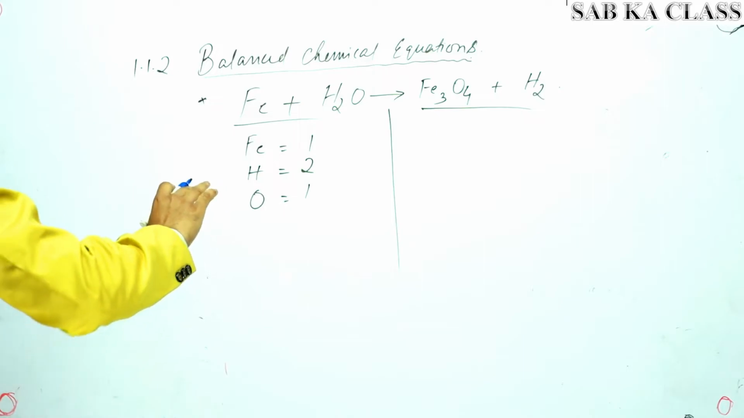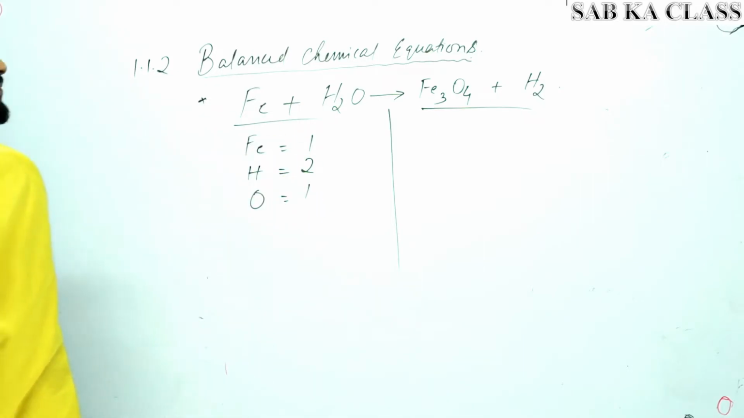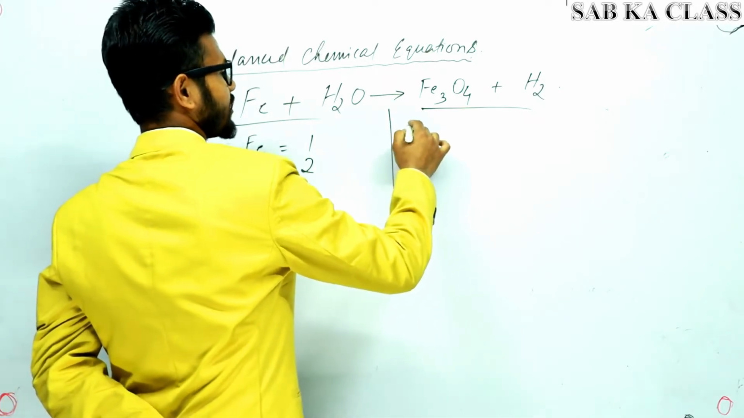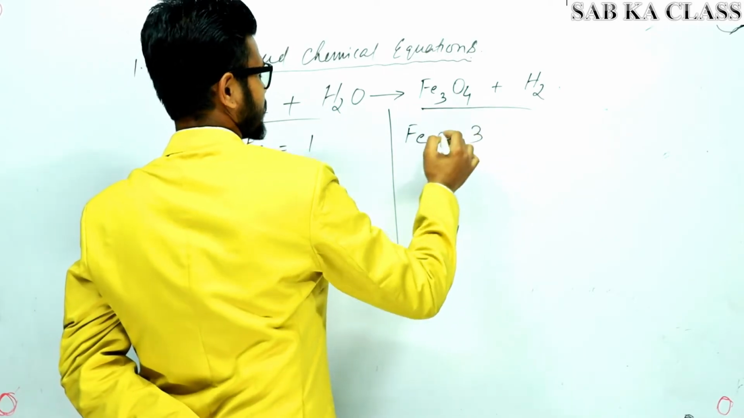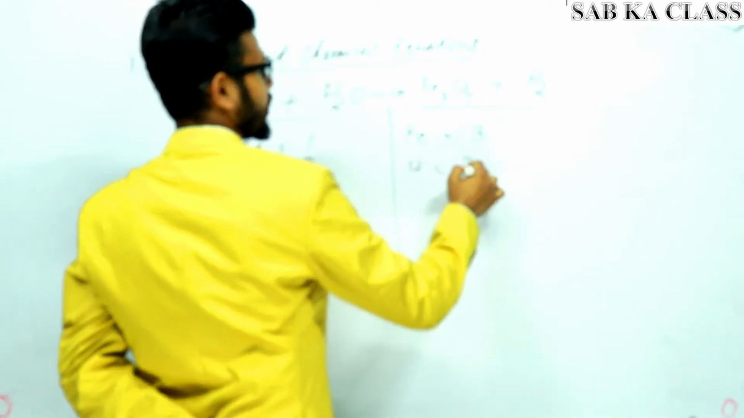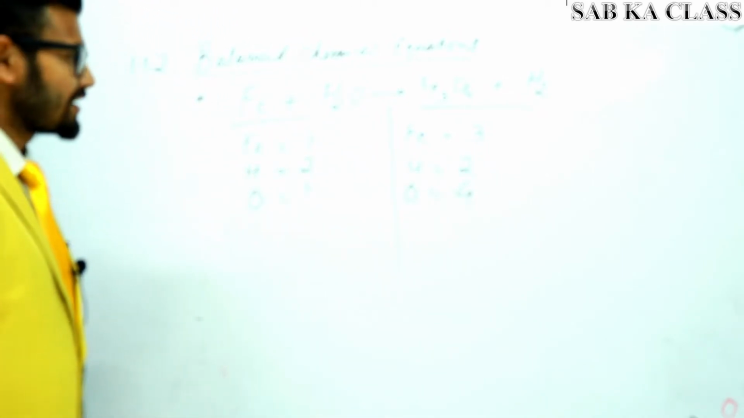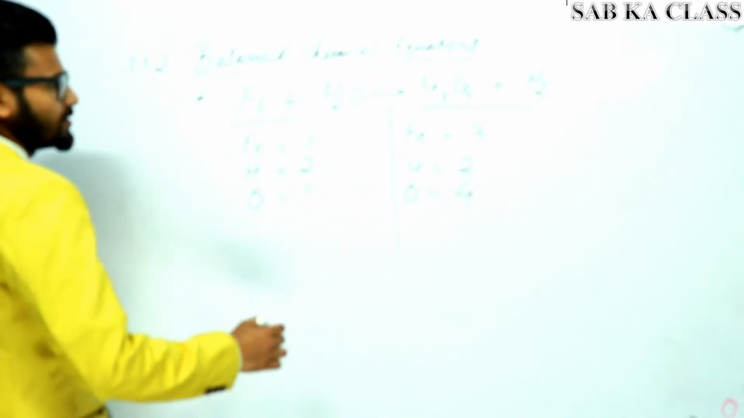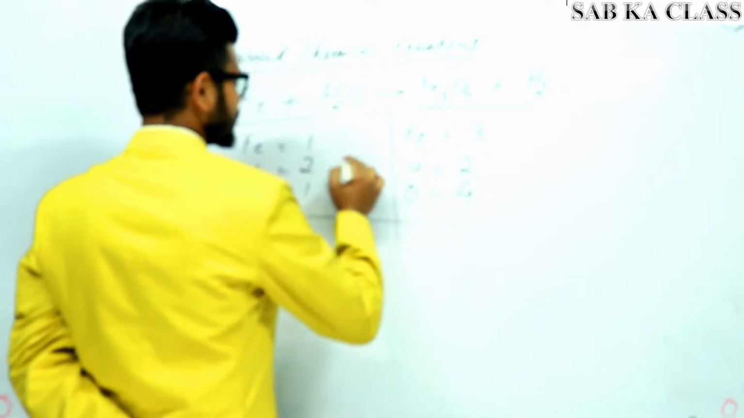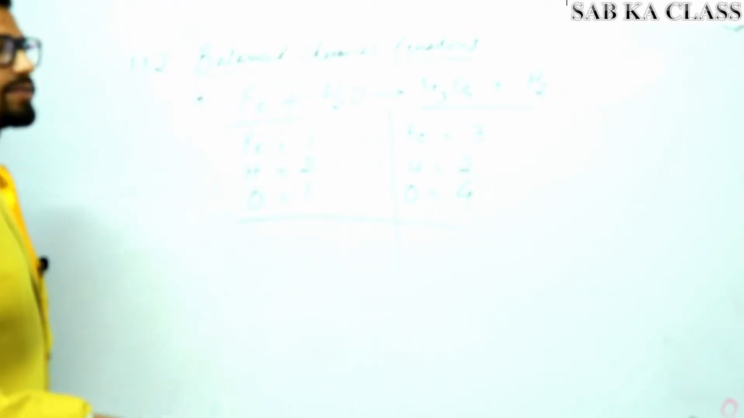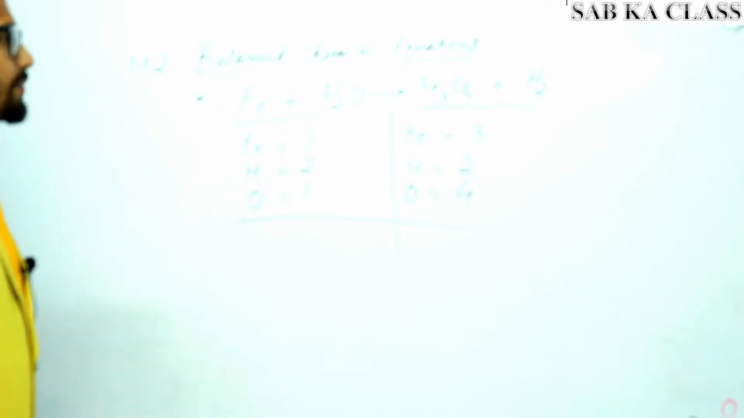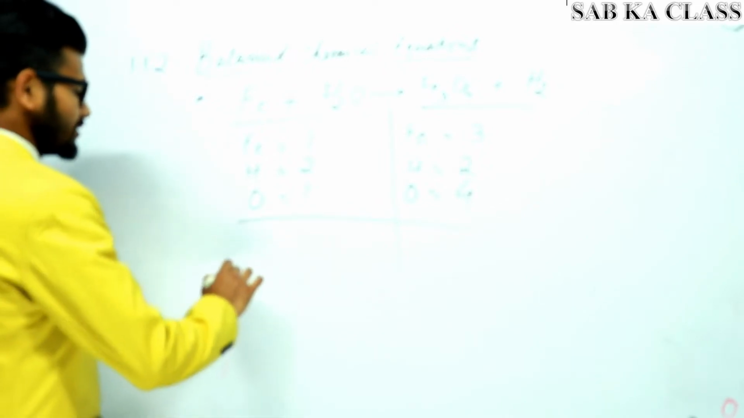Now let us move to the extreme right hand side. So how many ferrous are there? 3 ferrous. Hydrogen, 2 hydrogen. Oxygen, 4 oxygen. It's clear. So you can see only hydrogen is matchable. The other elements are not in balanced form. So let us go on balancing it.